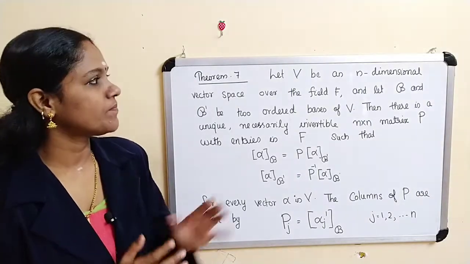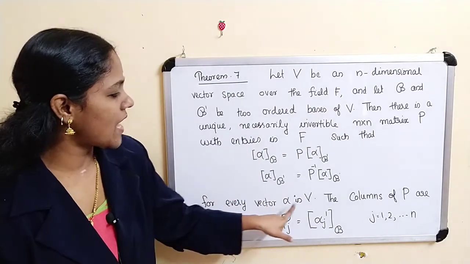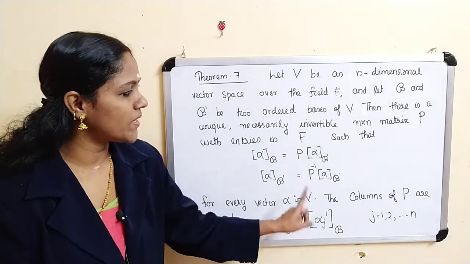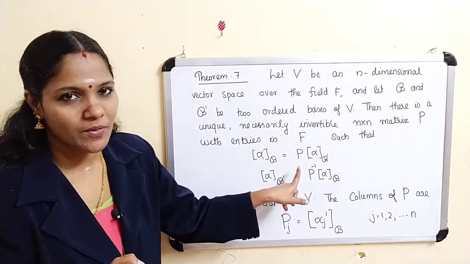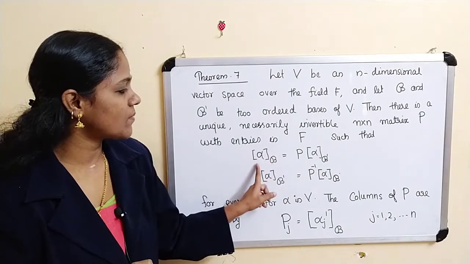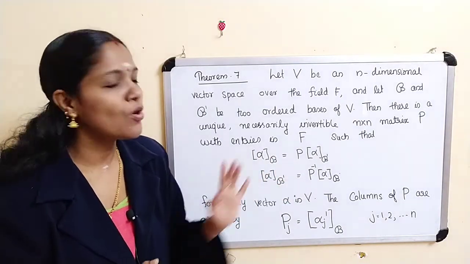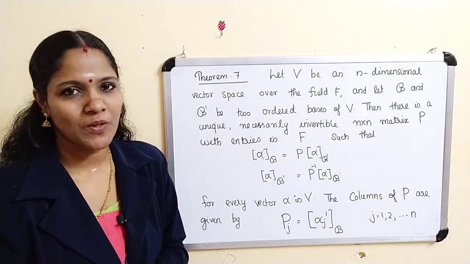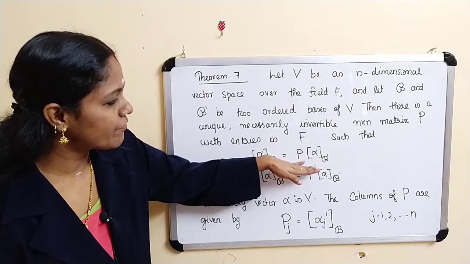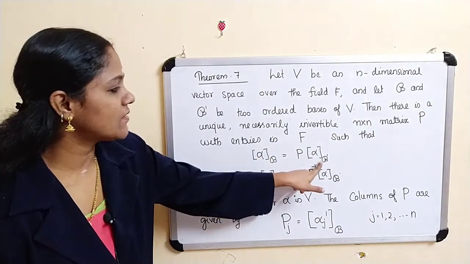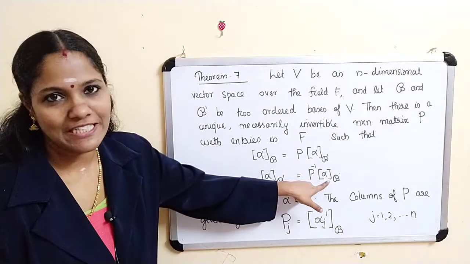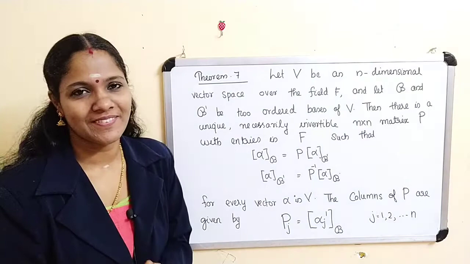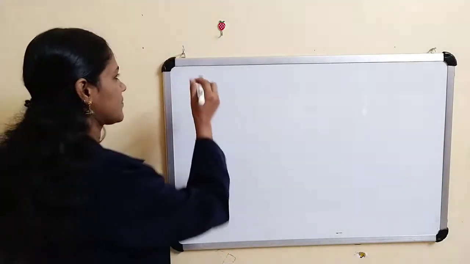Once again, B and B dash are bases, then given any alpha belongs to V, there exists a matrix P such that the matrix of alpha related to B is equal to P into the matrix of alpha related to the basis B dash. This is what we have to prove. If we prove this, as P is invertible, this is equal to P inverse into the matrix of alpha related to B. The proof is very easy. Clear? Now moving to the proof.